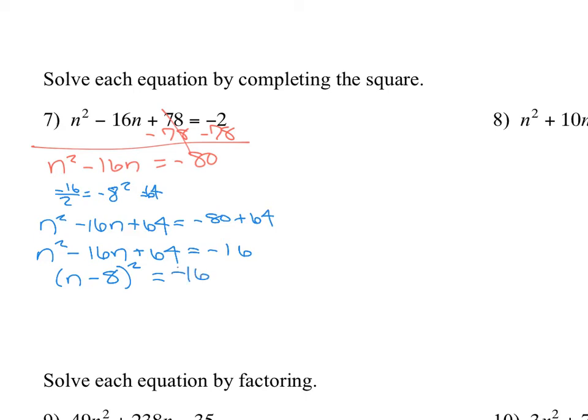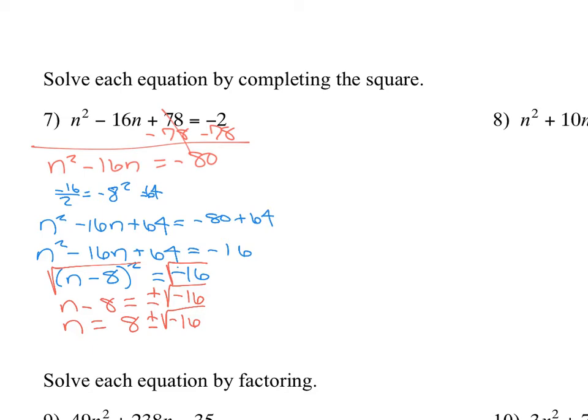All right, so now we're going to solve. So I'm going to take the square root of both sides to cancel out that squared. So I have n minus 8 equals plus or minus the square root of negative 16. All right, now I'm just going to move this 8 over, and then we're going to clean up this right side here. So I'm going to add 8 to both sides. So I have n equals 8 plus or minus the square root of negative 16.